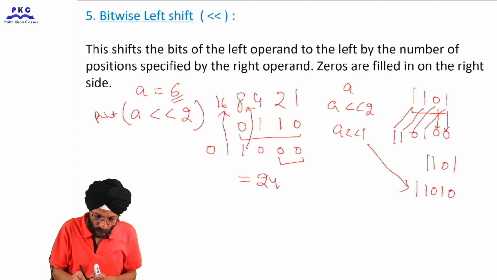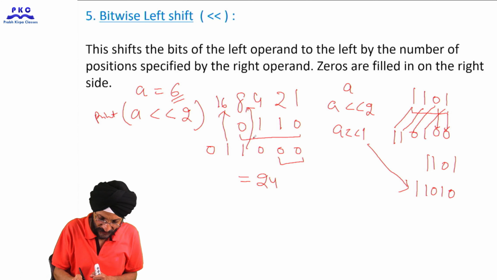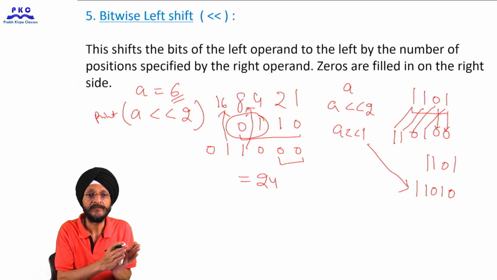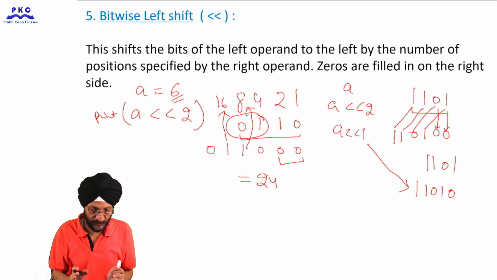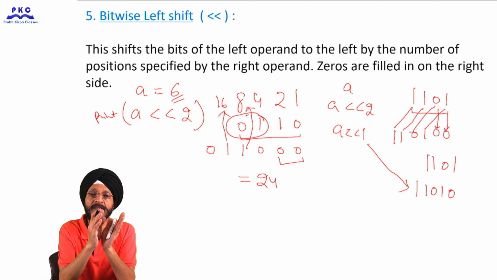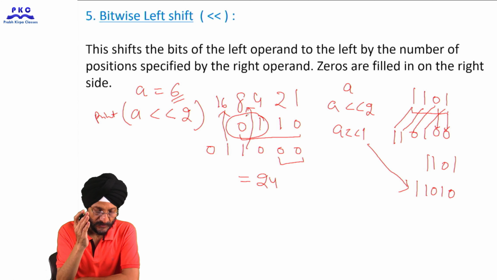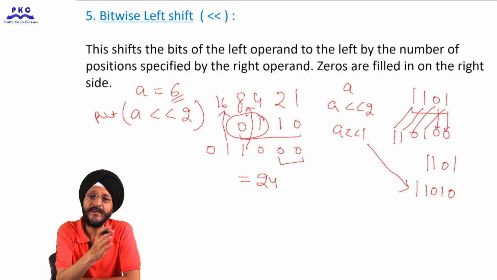So we are not to discard the first 2 bits. These 2 bits are not to be discarded when we are shifting these bits. We are to keep them. However, if there are zeros first, we can discard them.